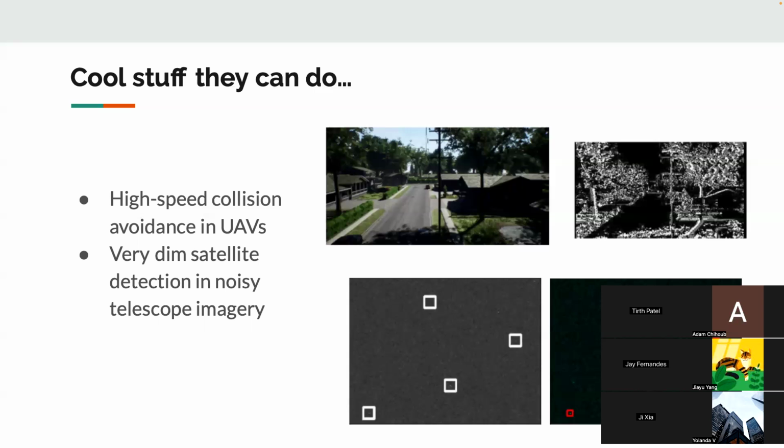It worked well. And then at the bottom here, this is what I was mentioning before, where you have very dim satellites and extremely noisy telescope imagery. You can pick them out. It's still very difficult to see even with the event-based sensor, but it's visible, whereas in the regular CCD camera, it's not visible at all.